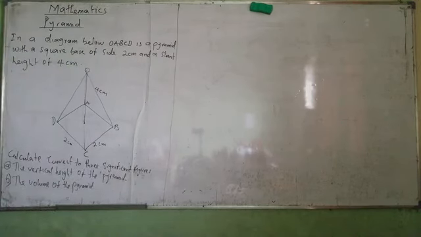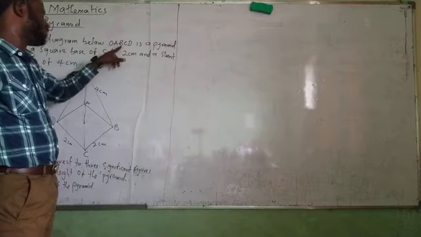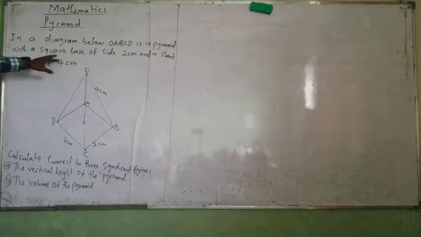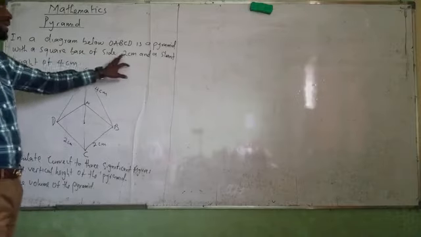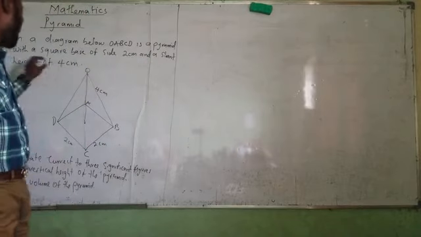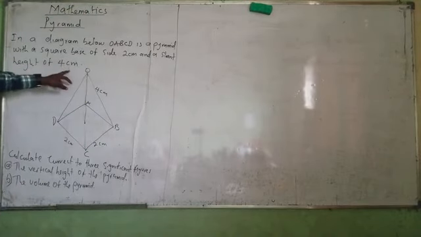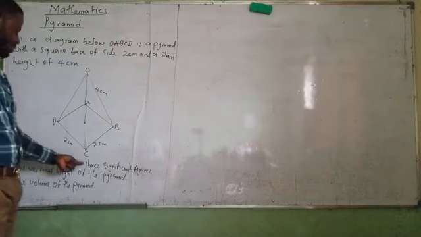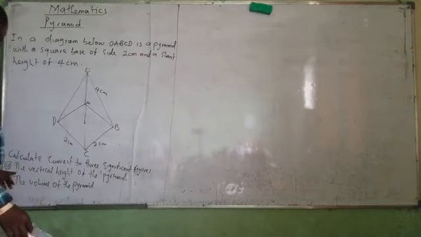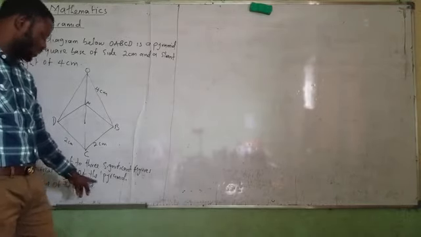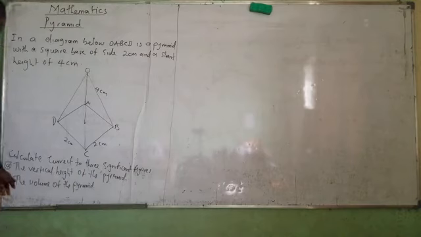Okay, now look at this question. In a diagram below, OABCD is a pyramid with a square base of side 2 centimeters and a slant height of 4 centimeters. Calculate, correct to 3 significant figures, number 1, the vertical height of the pyramid, number 2, the volume of the pyramid.